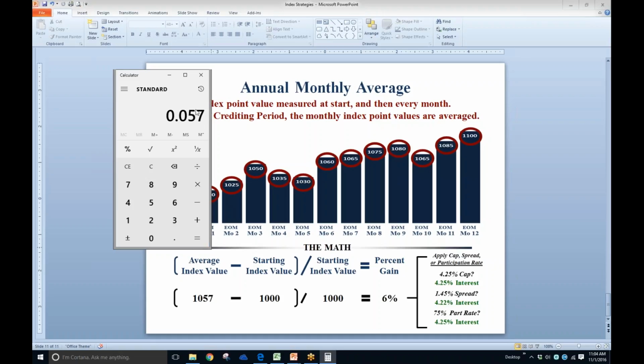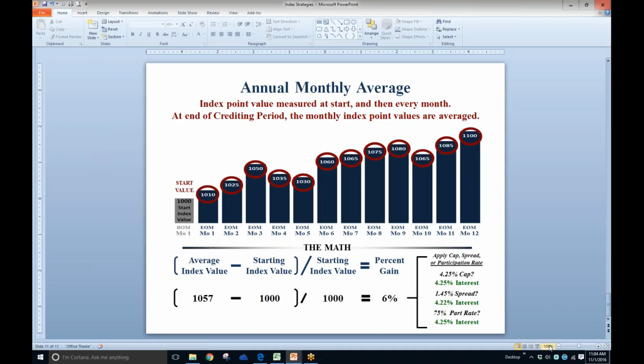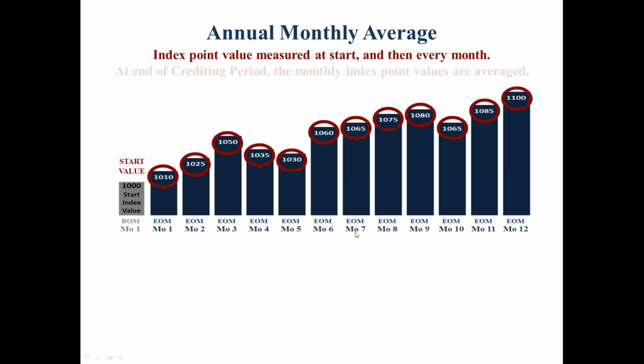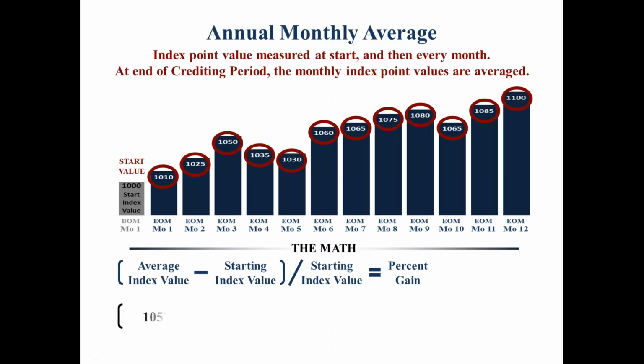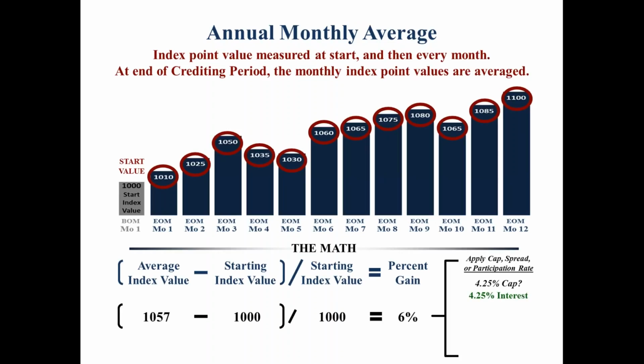And, you know, it's 0.57, call it 6. You see I'm getting that? Okay. So just like we did before, now we're going to apply that to any other element of the formula that might exist. Is there a cap? Is there a participation rate? Is there a spread? So now I have a 6% gain based upon that monthly average methodology.